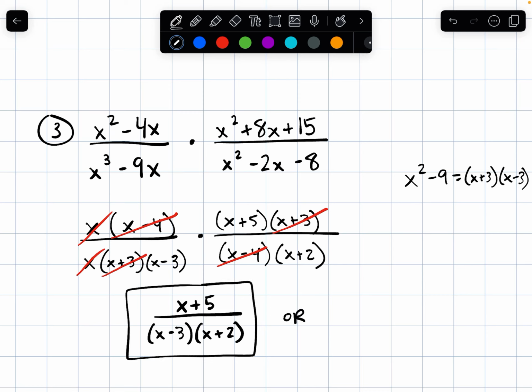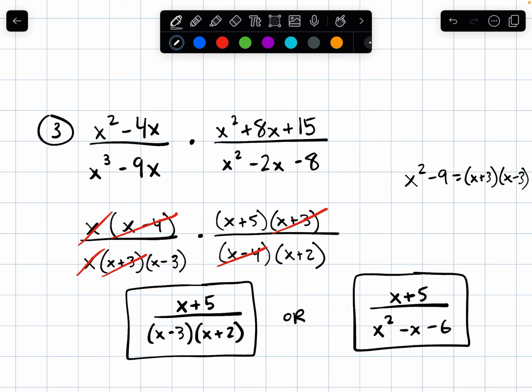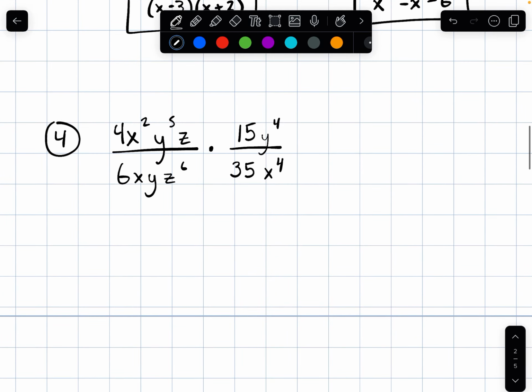This is simplified. You might also see when you're doing the SAT or ACT that they actually have the denominator FOILed. If that's the case, you're going to leave the numerator the same. And if I FOIL the denominator, we would get x squared minus x minus 6. So you could see it either way. If you have either of these answers, I'm okay with those. I'm not too picky about that. So either of those would be okay.